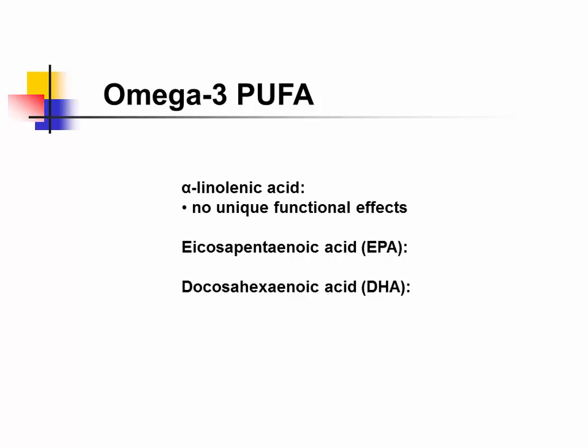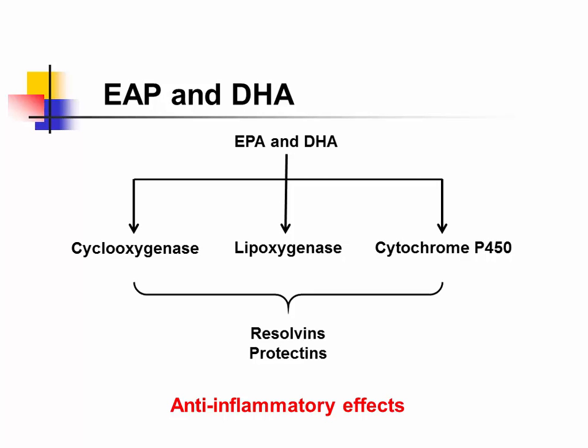Now let's talk about omega-3 fatty acids. Alpha-linolenic acid is an essential omega-3 fatty acid, and it is usually used for synthesis of EPA and DHA in the body. It's not very clear what the unique function of alpha-linolenic acid is, but it's important for the synthesis of EPA and DHA. And EPA and DHA are the important omega-3 family of polyunsaturated fatty acids. They have anti-inflammatory functions.